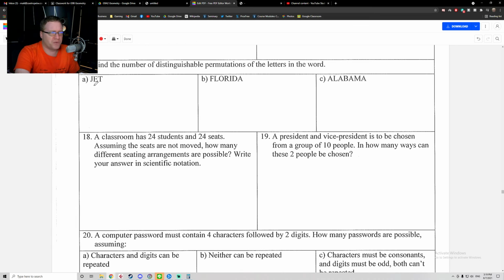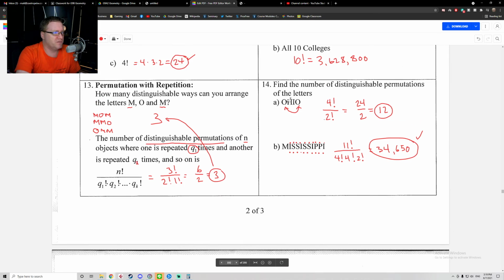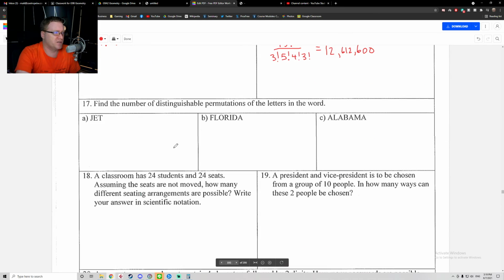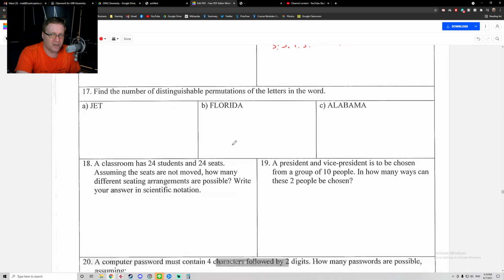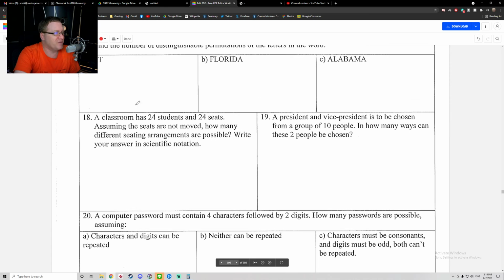I'm going to skip these ones. These ones are exactly like what we just did up here with these letters. So you just count how many letters there are in total and then divide by the repeats. So I'm going to skip those for now. I'll give you the answers.